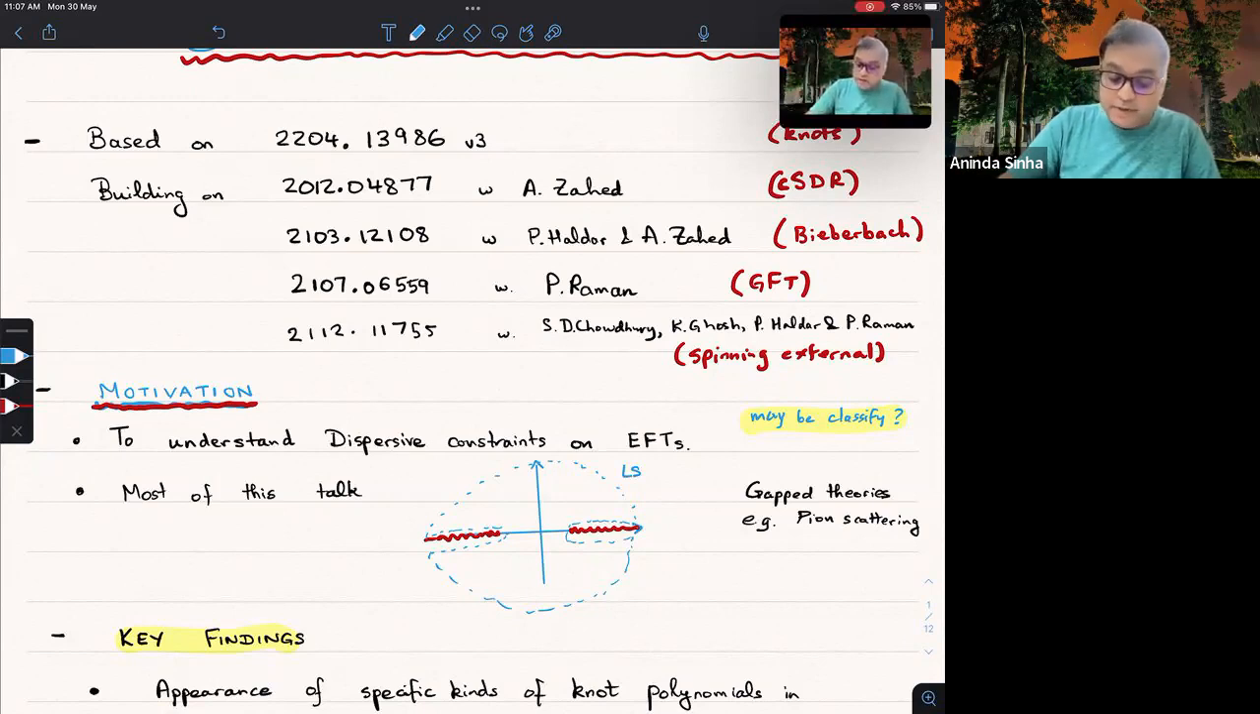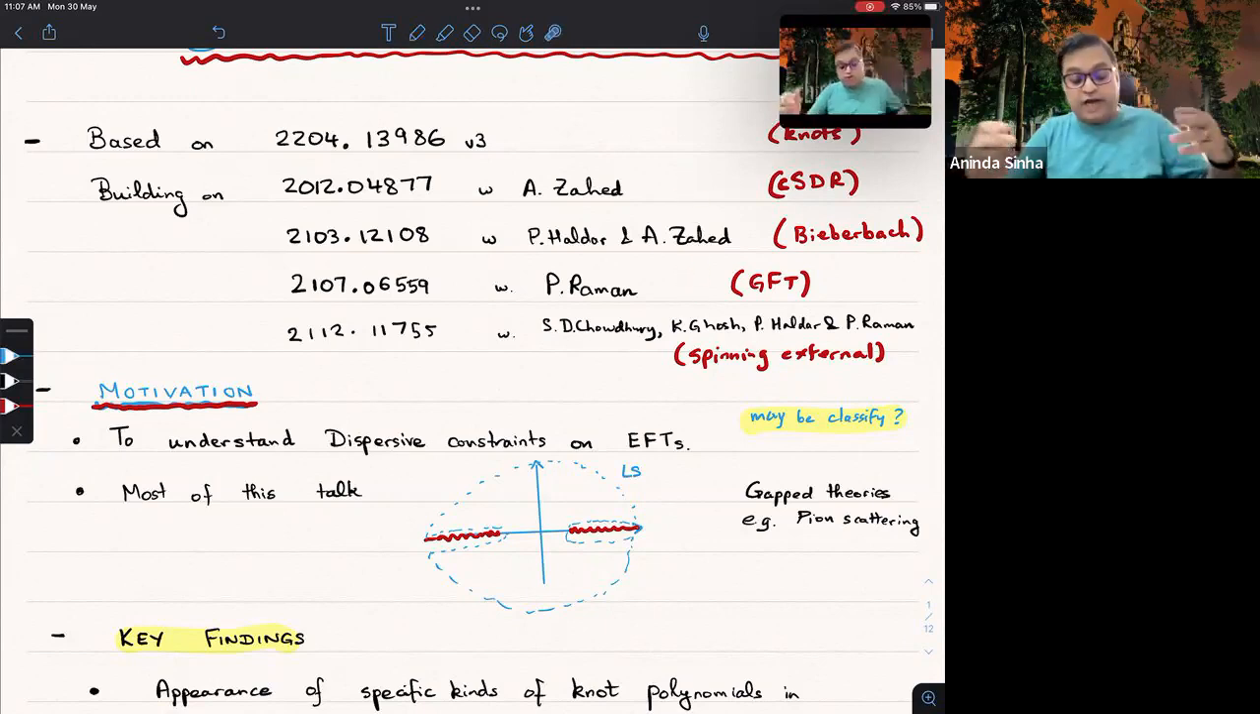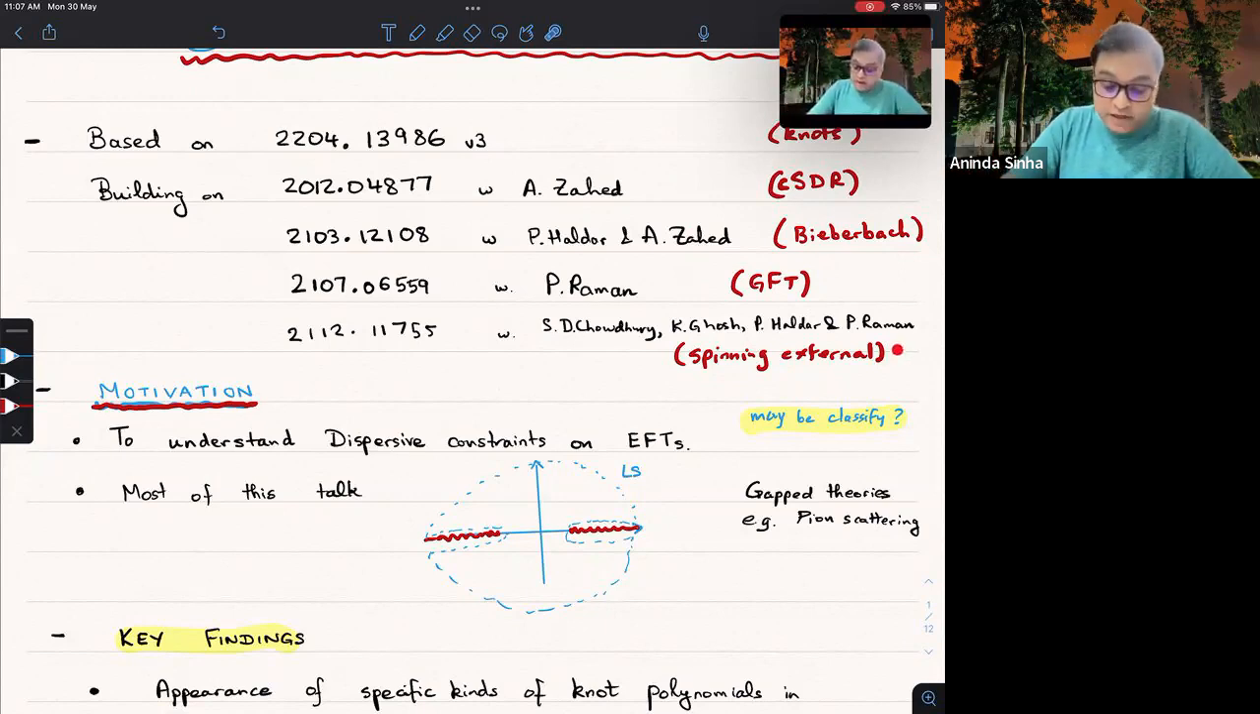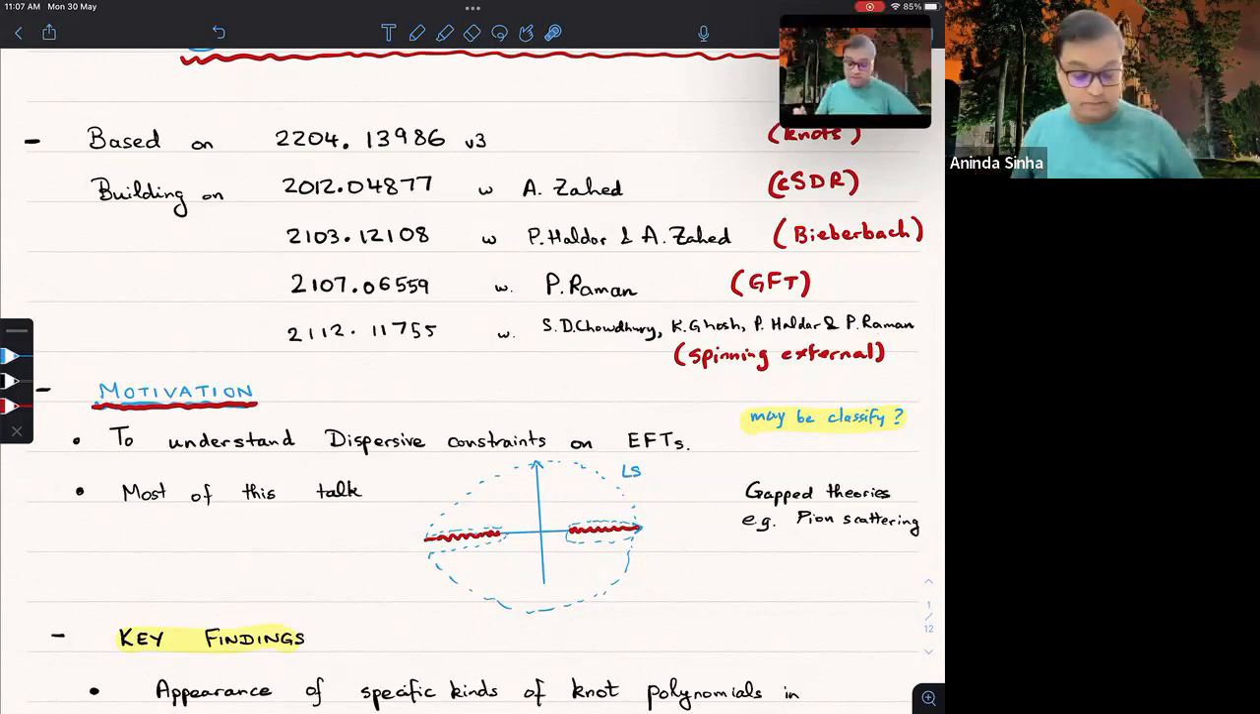So these three papers strictly dealt with 2-to-2 scattering of scalar particles with arbitrary exchanges. And in this paper, we generalized this to spinning external particles. This was written in collaboration with Shubham Dutta Chaudhary, who you all know because he was a postdoc at TIFR, Kaushik Ghosh, who was my previous graduate student, Parthiv Haldar, who's technically still my graduate student, but he's going to graduate this year, and Prashant Raman.